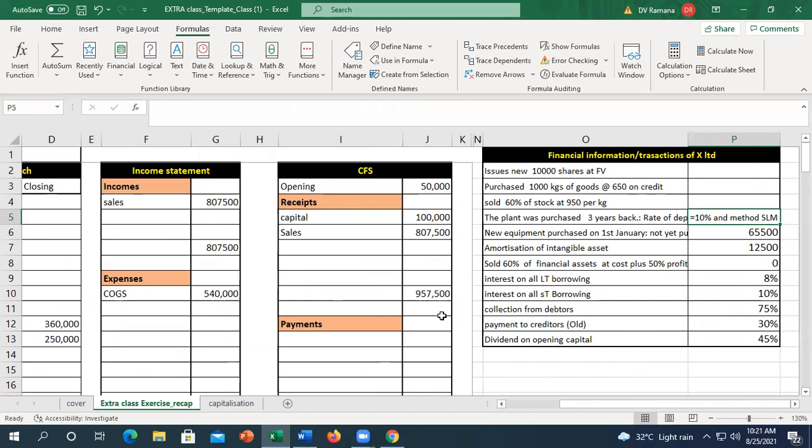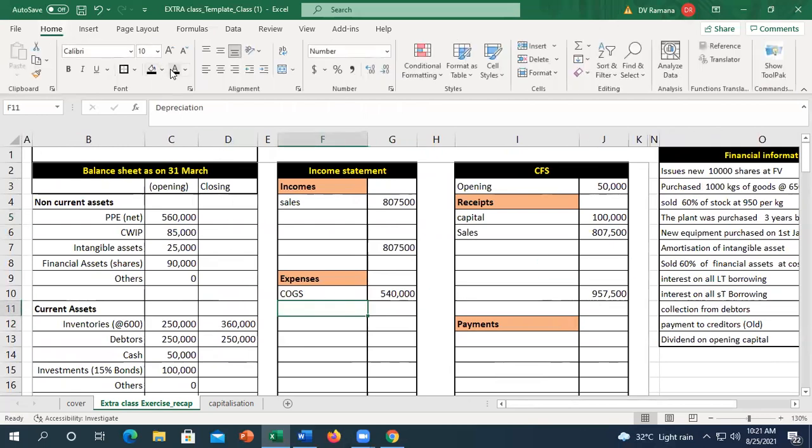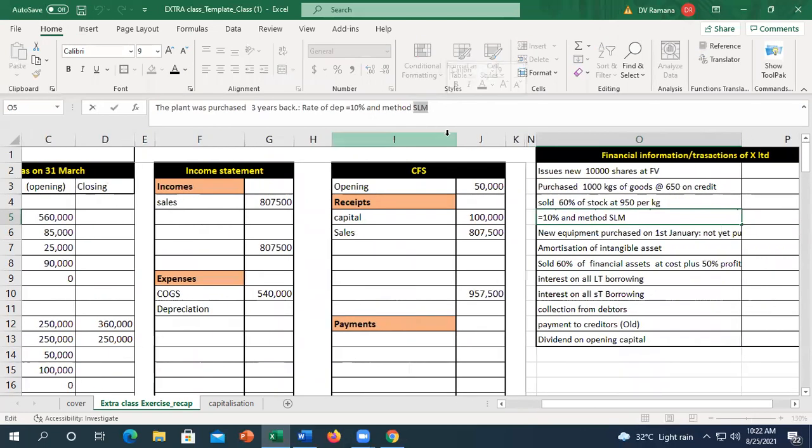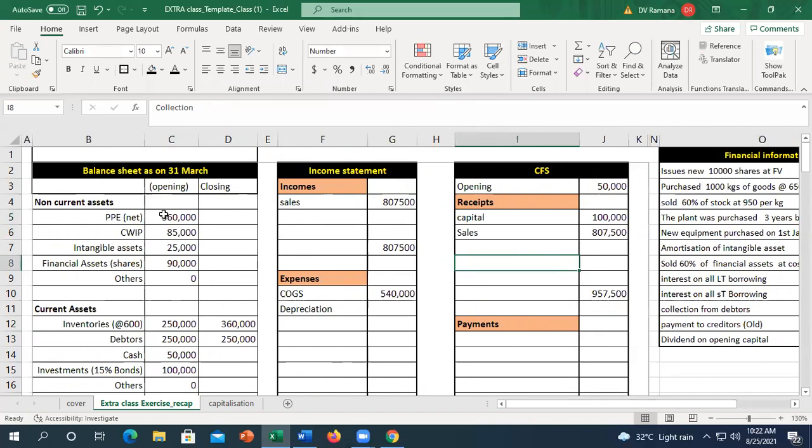Method of depreciation is straight line method. So we need to calculate the depreciation on this, but it is on straight line. If it is on straight line, we need to find the original cost, because the depreciation in the straight line is always calculated on the original cost. But here the original cost is not given.